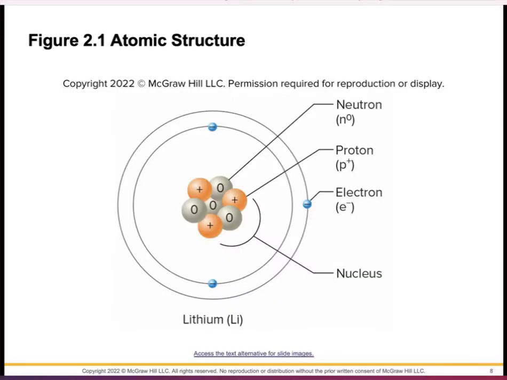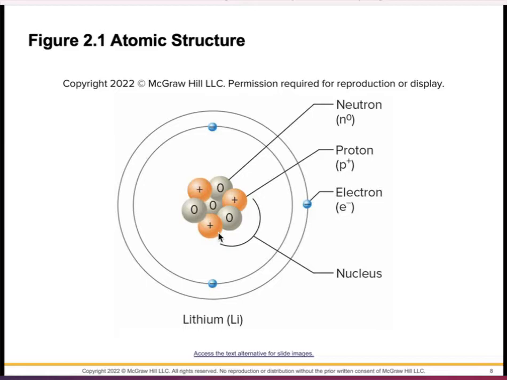Figure 2.1 is a picture of an atomic structure of an element that we call lithium. It shows a central nucleus with what two subparticles? You have neutrons and protons. So this one in particular is showing 4 neutrons, indicated by the 0, which is going to be neutral, as well as 3 protons. Those are going to be your orange subparticles.